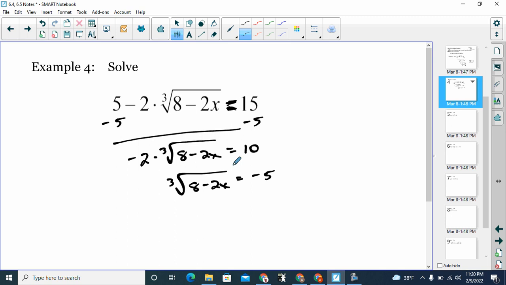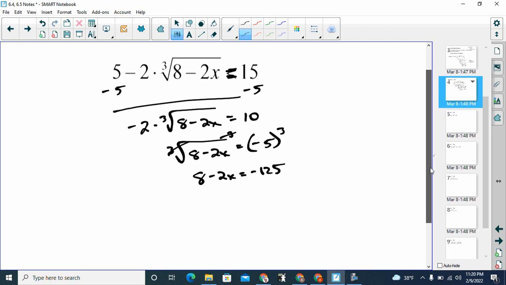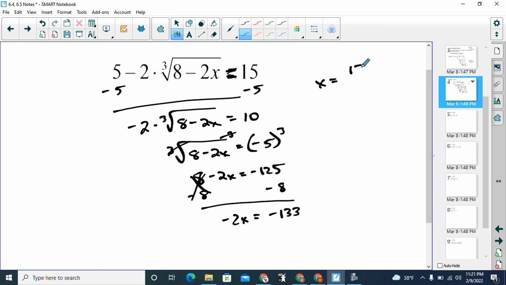To undo the cube root, we're going to cube both sides. Cube root and cubed cancel, giving me 8 minus 2x equals -125. Subtract 8. -2x is -133. So x is 133 over 2.